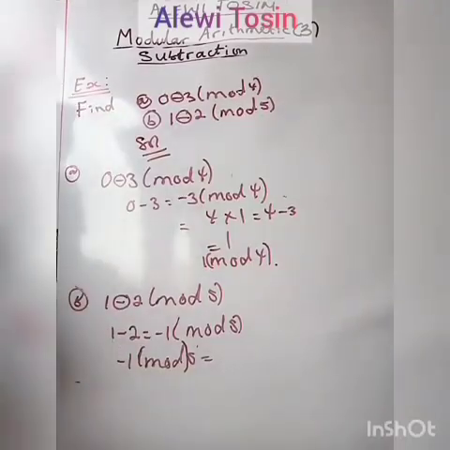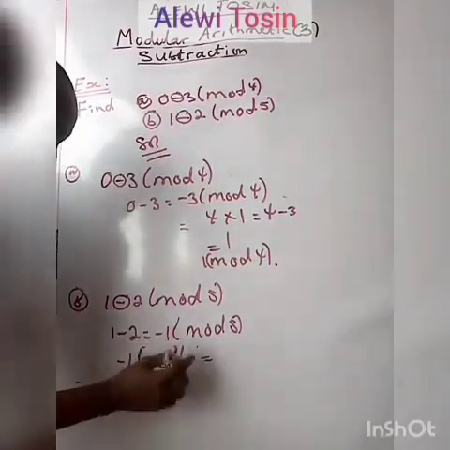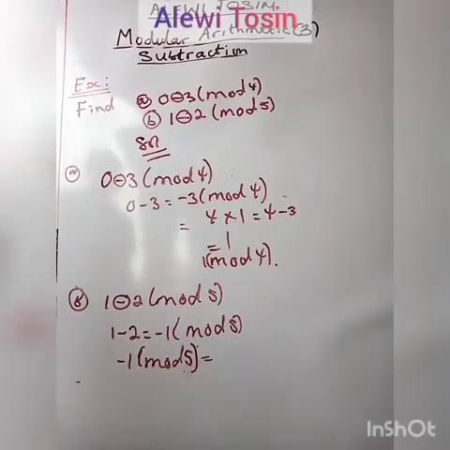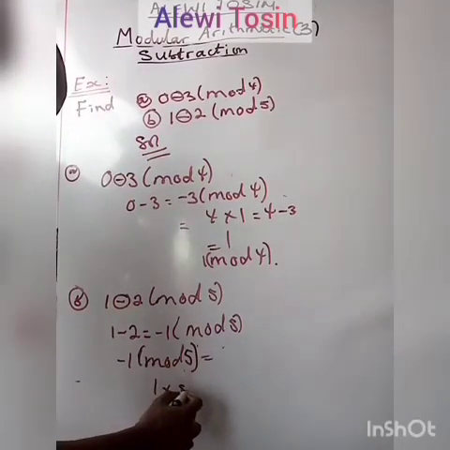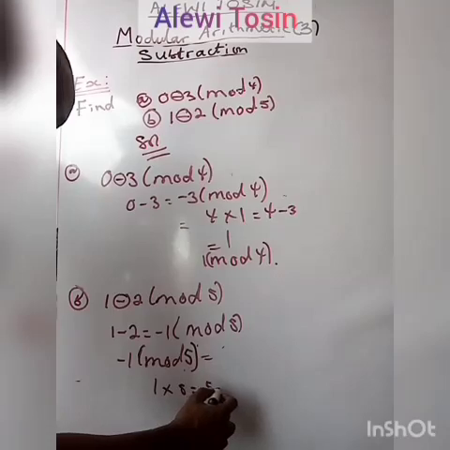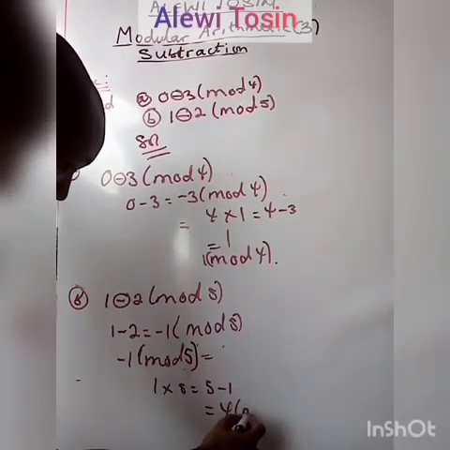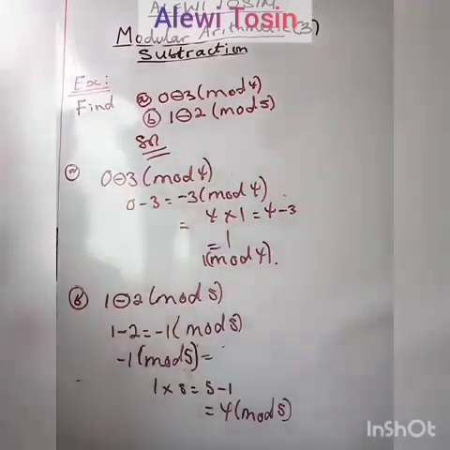When I get to positive, what number will we multiply by 5 that will give us a number very close to 1? That's 1 times 5, which is 5. 5 minus 1 is 4. So the answer becomes 4 mod 5.